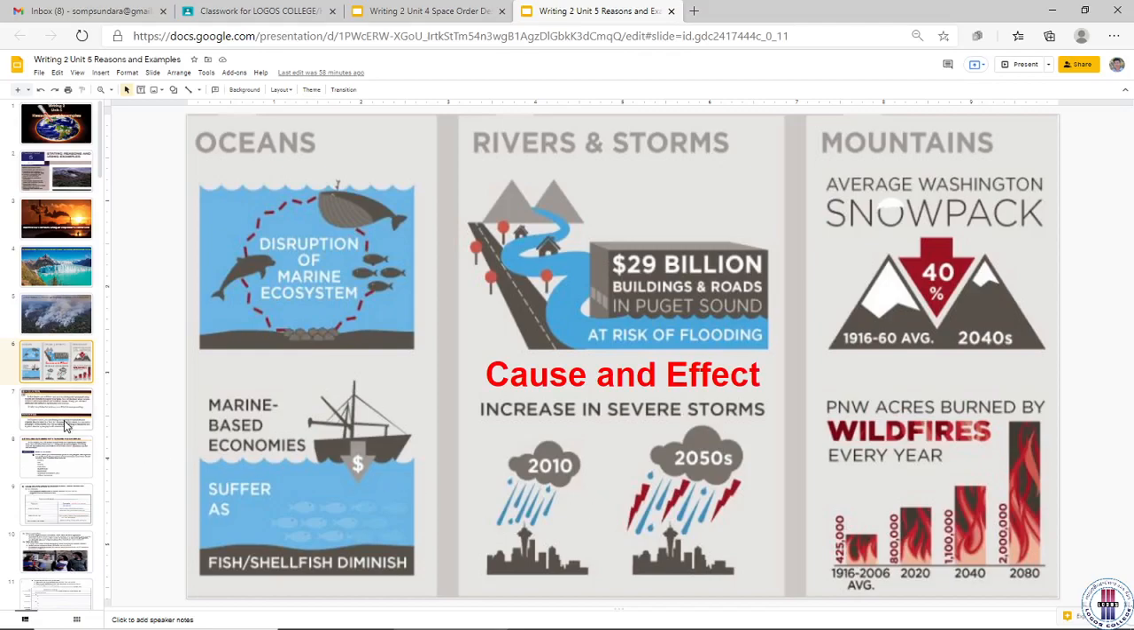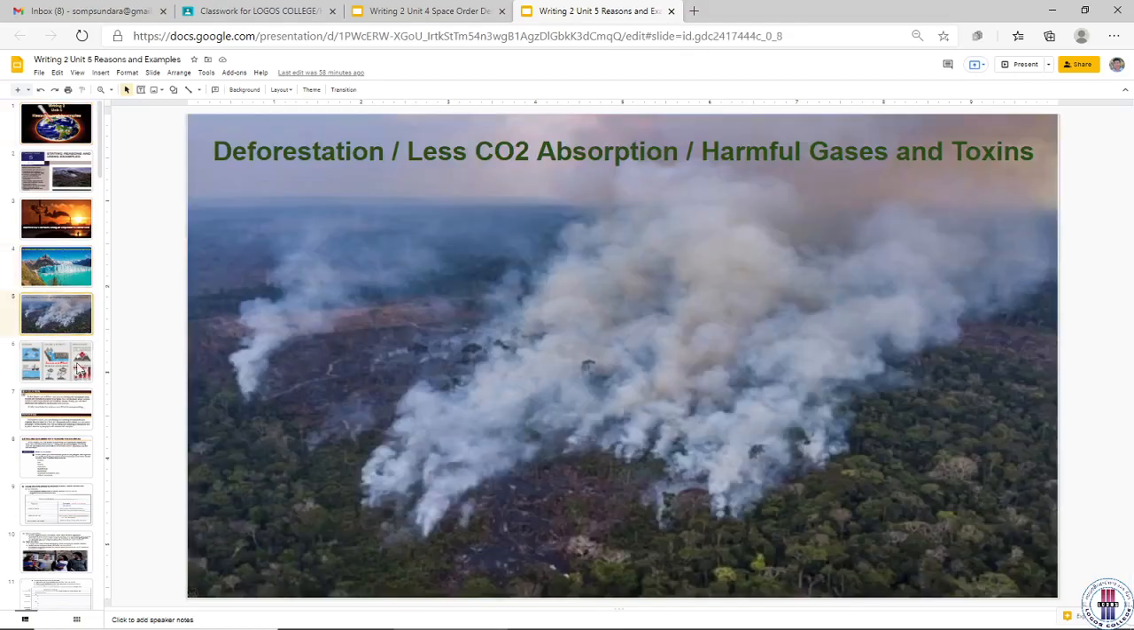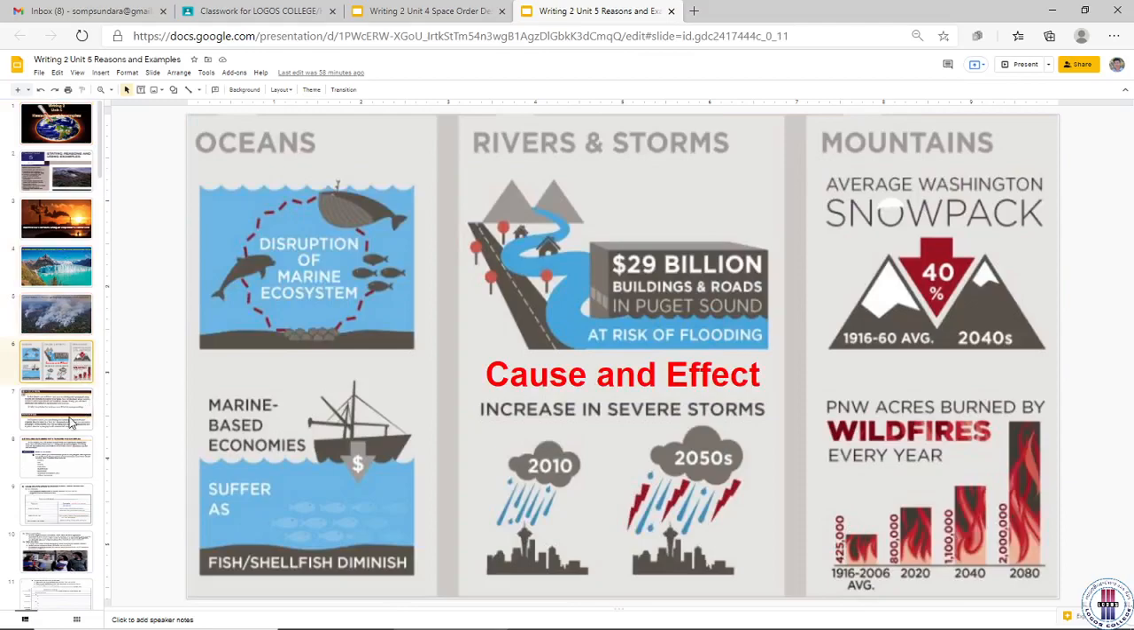You can look into climate change on your own time, but I just wanted to show you an example of a debate. You have to support your reasons with examples, with facts, with evidence, with truth, in all debates.